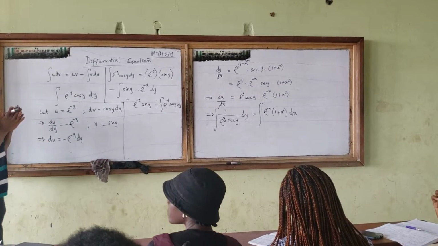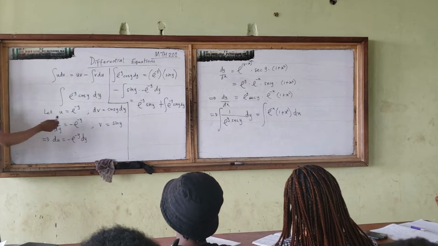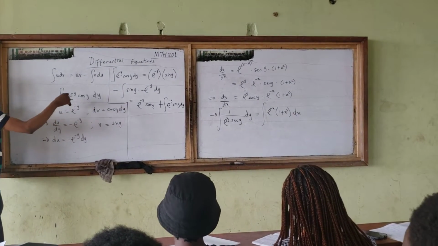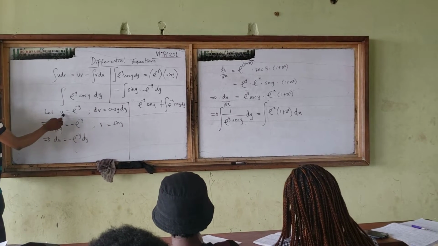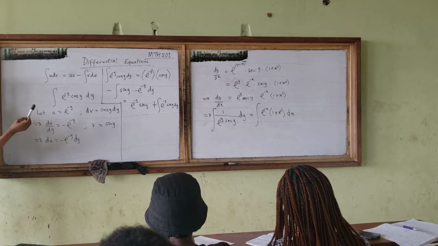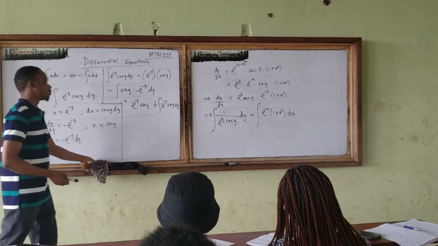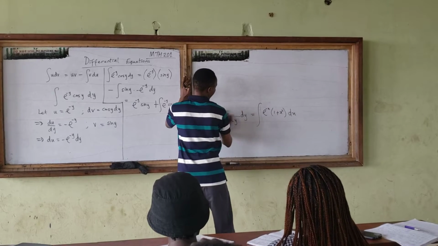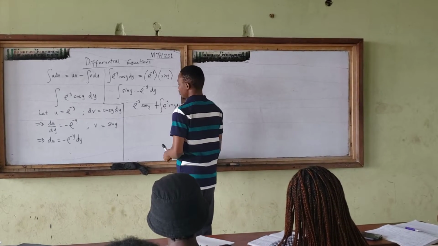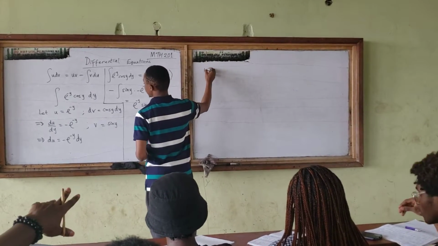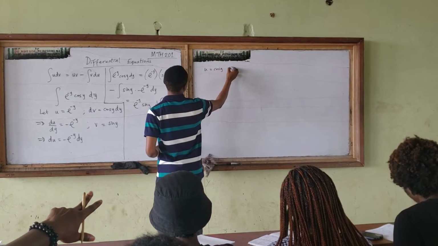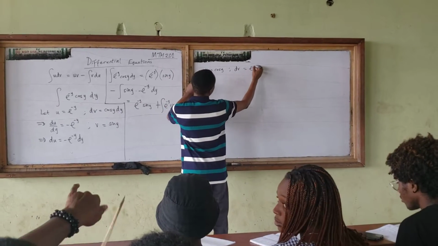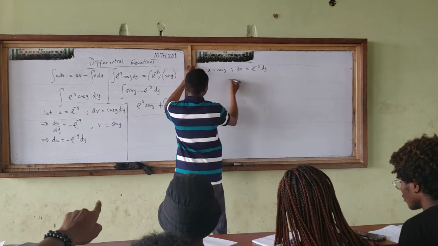Okay, so look at something now. What if we actually interchange? If we had used v to be equal to e raised to power minus y dy, and we took u to be equal to cos y, what do you think would have happened? So let's try that out. So if we took our u to be equal to cos y and v to be equal to e raised to power minus y, what will happen?